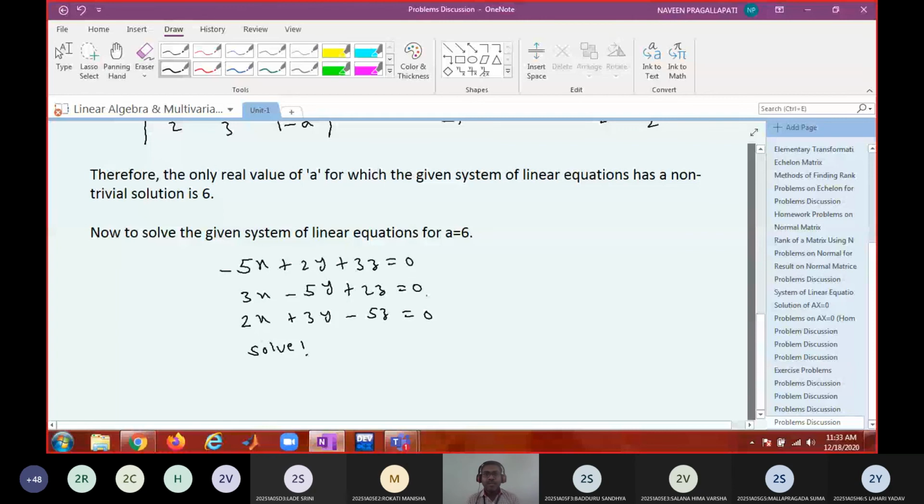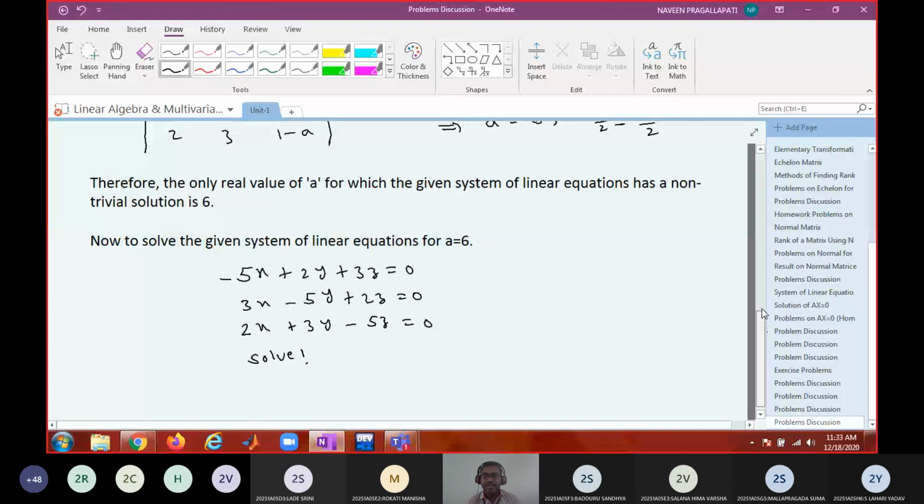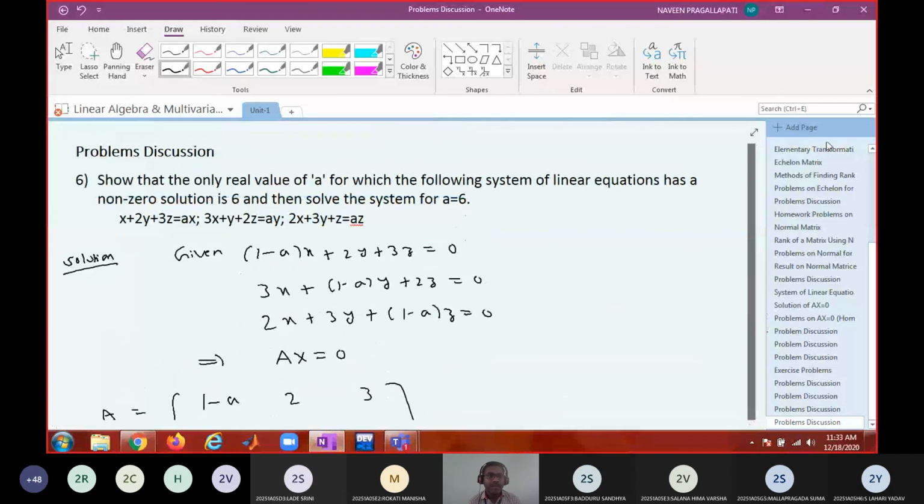And the next problem is also homework. With that I will conclude the class. Okay, so next one is a homework problem. Problem number 7. Homework.